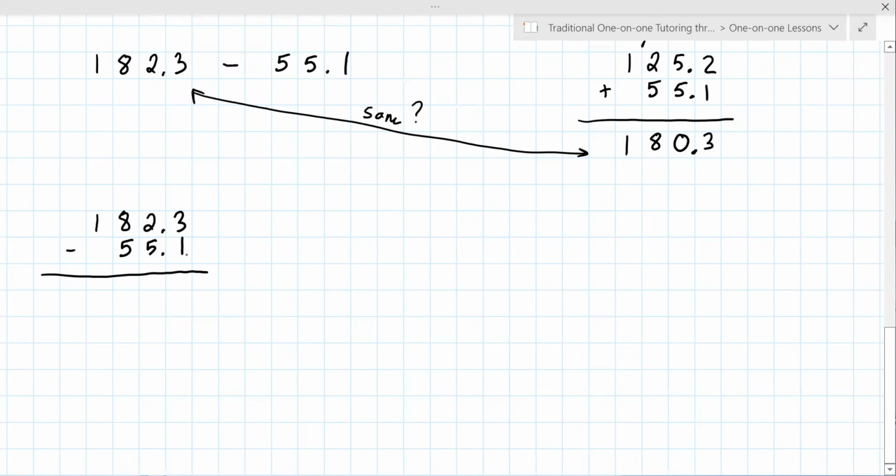Okay, let's go through this. 3 minus 1 is 2. Can you take 2 and subtract 5 from it? No. So you have to borrow from the 8 to make it 7 and put a 1 there. What is 12 minus 5? 8? Nope. 12 minus 5.